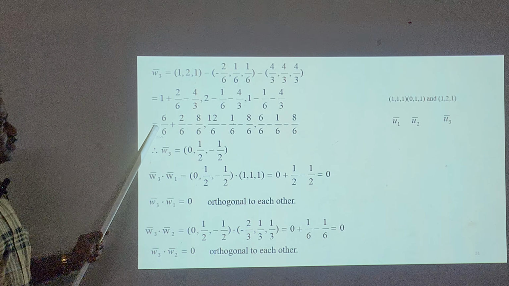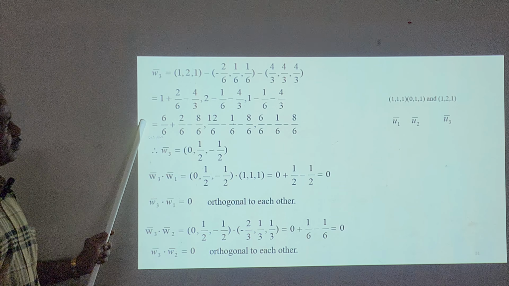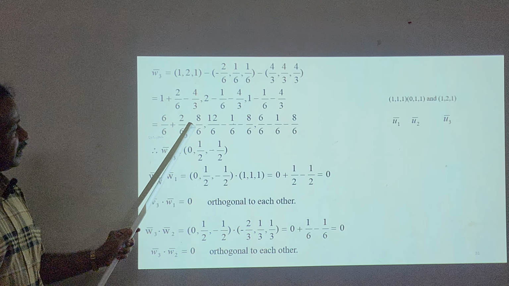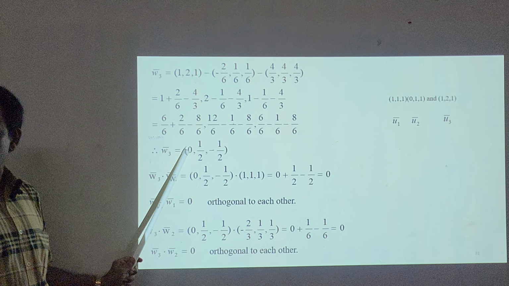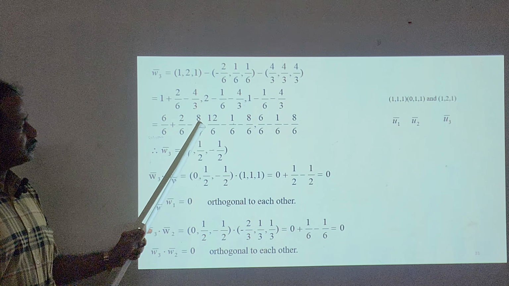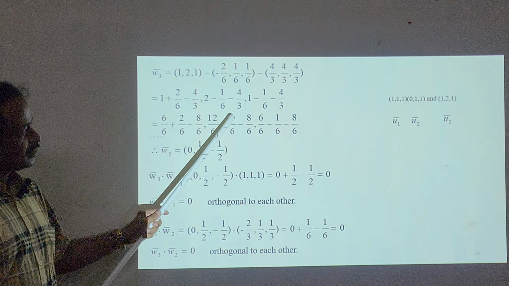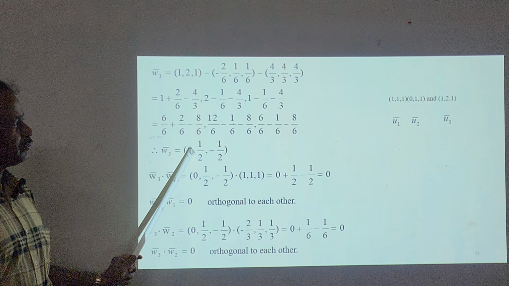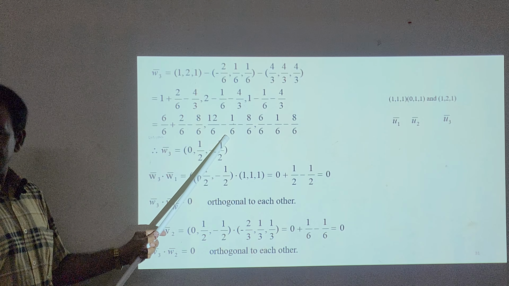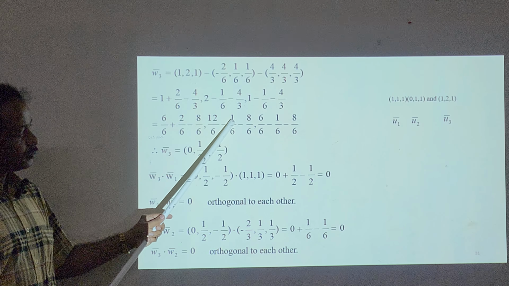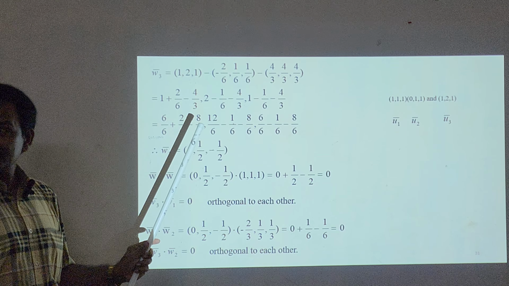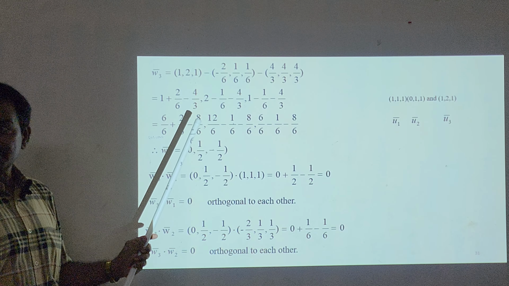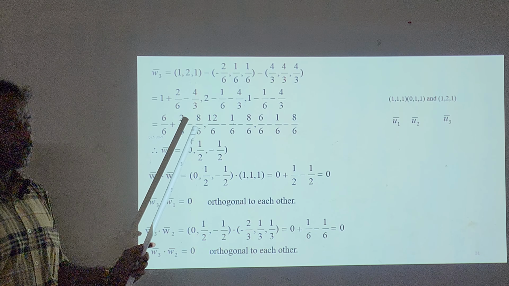So this term becomes 6 plus 2, 8, 8 minus 8. So this becomes 0. The next term becomes 12 minus 1 minus 8. Here you have 12, minus 1 minus 8, so this becomes minus 9. 12 minus 9 is 3. 3 by 6 is 1 by 2. So 1 by 2.